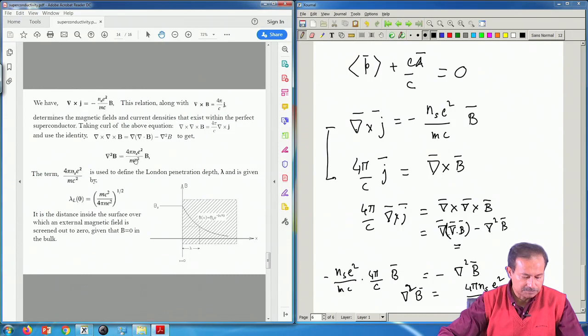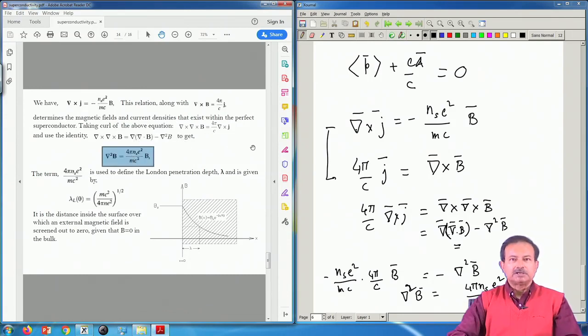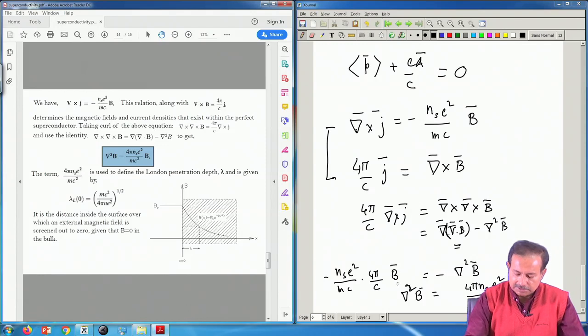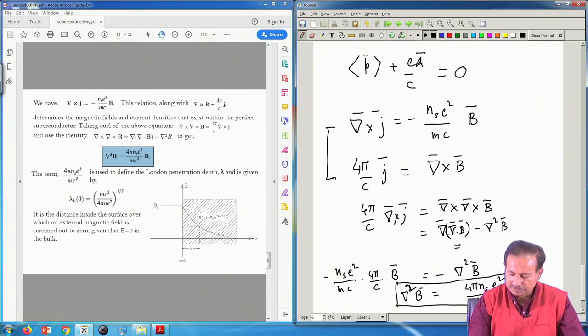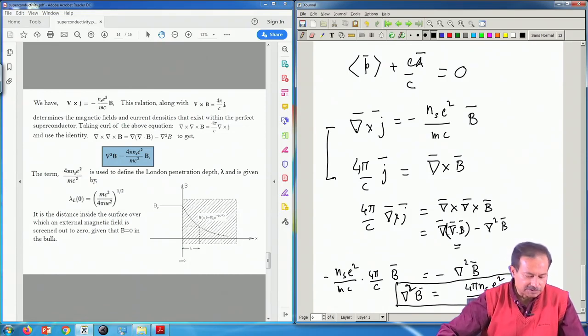So, that is the equation that we have to now understand. This is an equation that follows trivially, just by doing 2 more steps and using Maxwell equation starting from the London equation. Okay. So, what does this say?